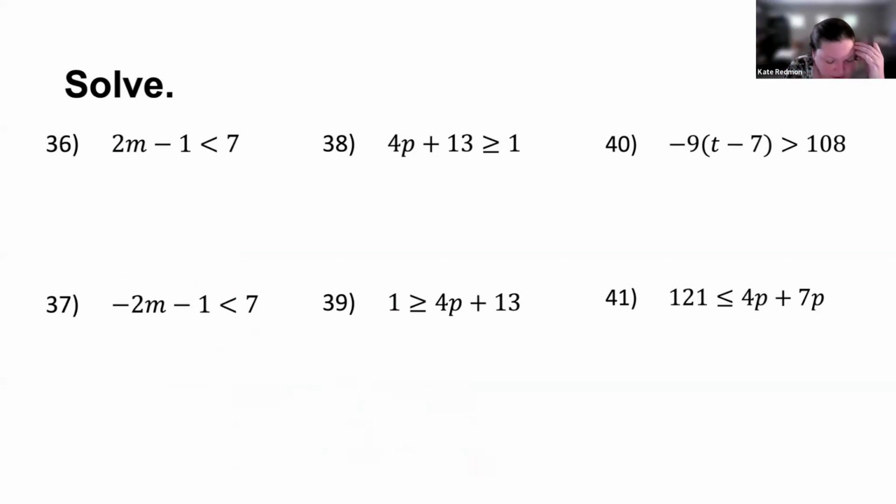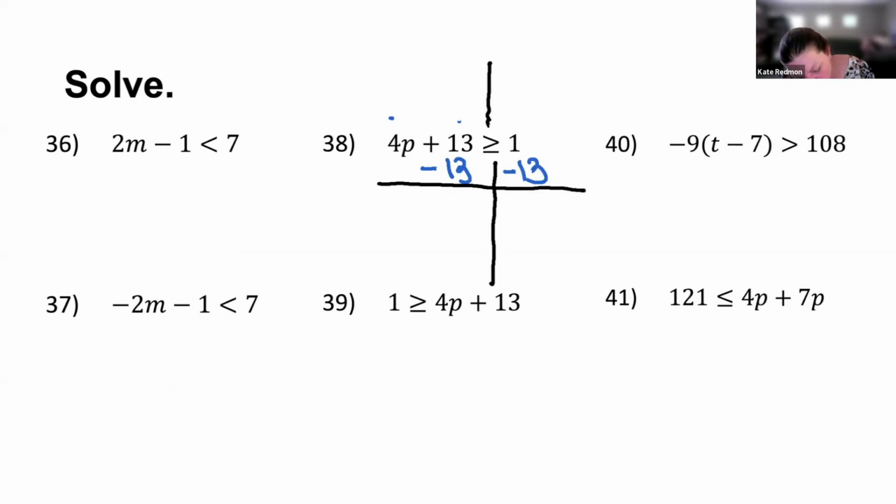38. 4p plus 13 is greater than or equal to 1. Visually break this inequality into its two expressions. I can see I have a 4 and a 13 hanging out. I'll work the order of operations backwards, moving anything adding or subtracting first, using opposites on both sides. My new equivalent inequality, well, let's see, adding 13 and subtracting 13 are opposites, they cancel. There's just 4p on that left-hand side. Subtracting does not affect the inequality symbol, it won't change.